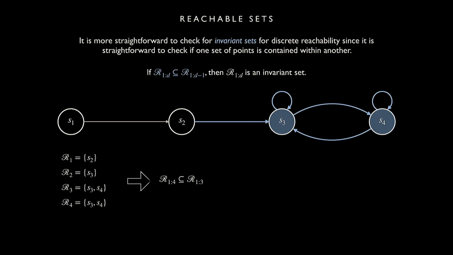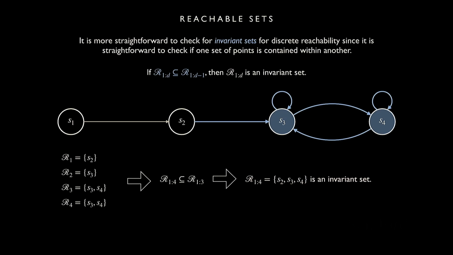So we see that R1 through 4, which is going to be all of the states that we've seen here, so S2, S3, and S4, we want to check if it's a subset or equal to R1 through 3. So R1 through 3 is all of the states we've seen so far through here, which is S2, S3, and S4. That is the case. And so now we can say that S2, S3, S4 is an invariant set, and we're going to stay in that set for all time steps in the future.